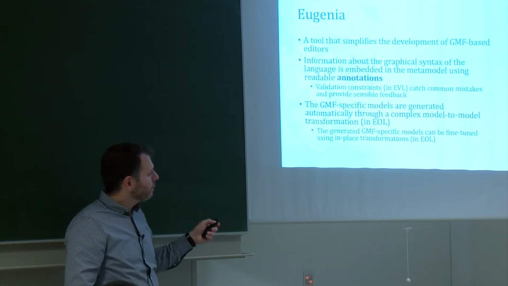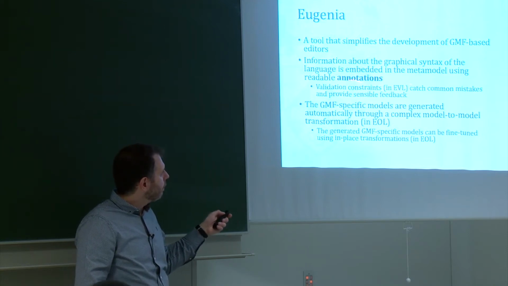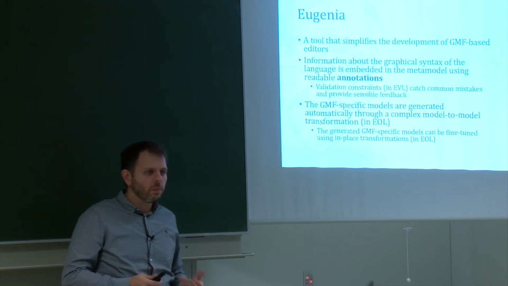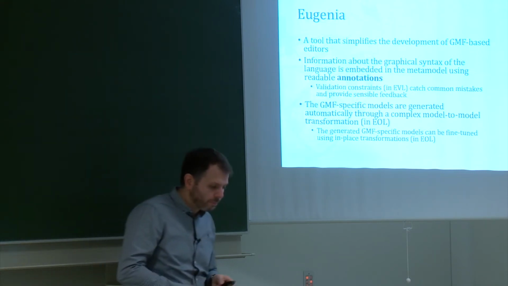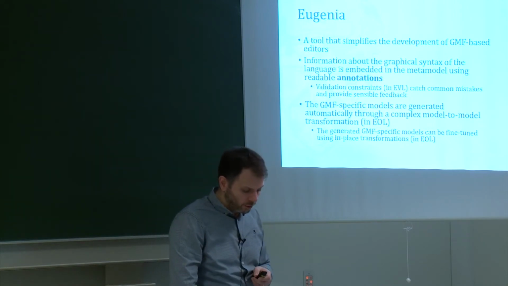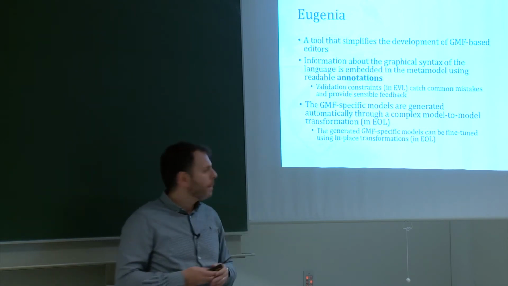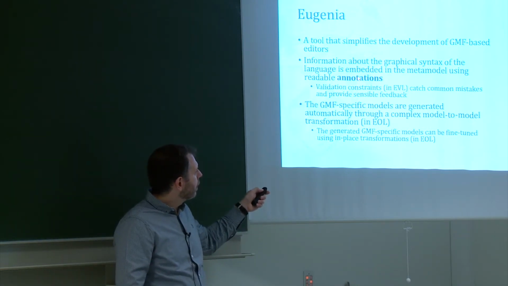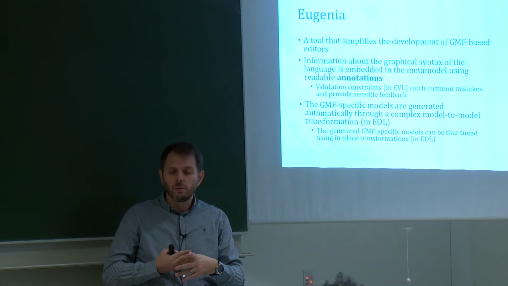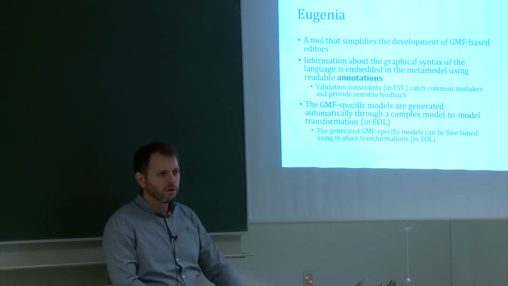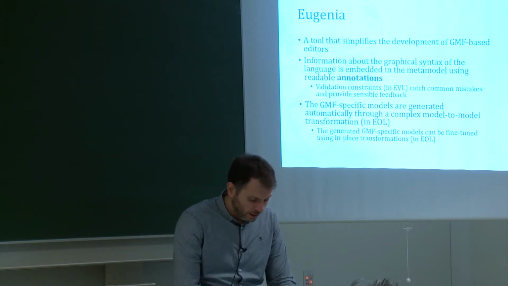So Eugenia centralizes this information in the meta model, and it also provides a set of validation constraints that catch common errors. So you get sensible error messages as opposed to compilation errors in the Java code. Of course, Eugenia sits on top of GMF. It doesn't replicate it. And therefore, from these annotations, it automatically produces these GMF graph, GMF map, and GMF tool models. And then it hands over to GMF to do what it knows best and to produce the final code.